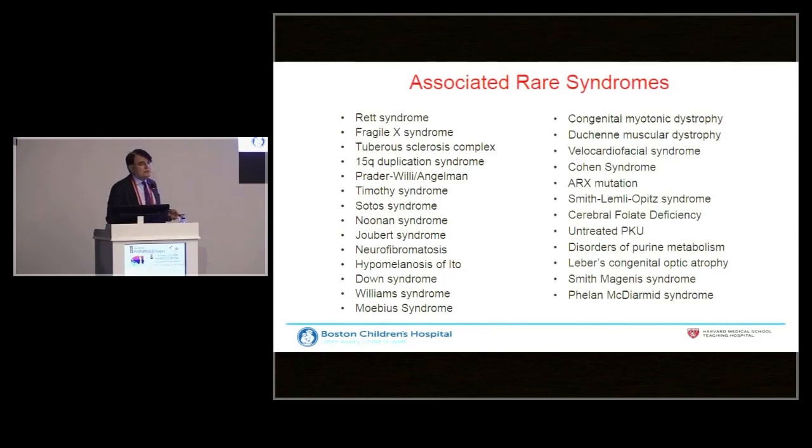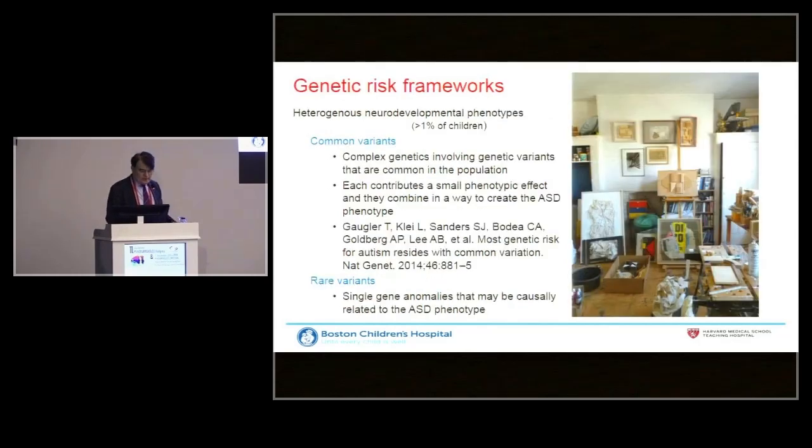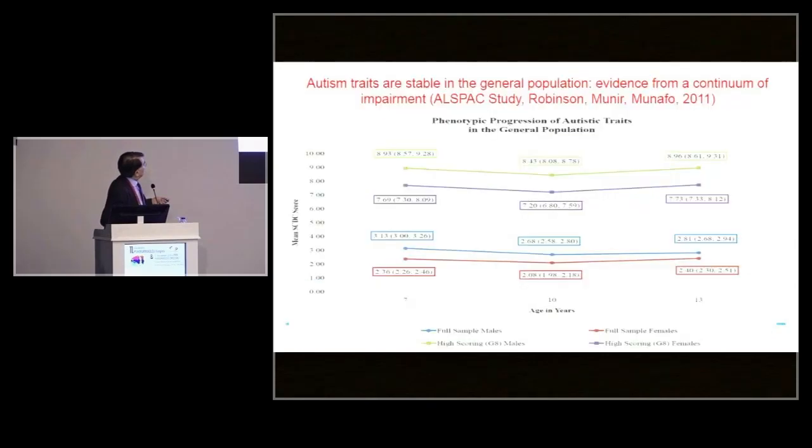So, most genetic risk for autism resides with the common variation. This is a paper from Nature Genetics. We did a study with Dr. Robinson at the School of Public Health at the time. To look at the stability, this is the Avon Longitudinal Study in England, from these parents, and we've only sampled 6,000 of them, using a social communication study that looks at autistic traits in this questionnaire.